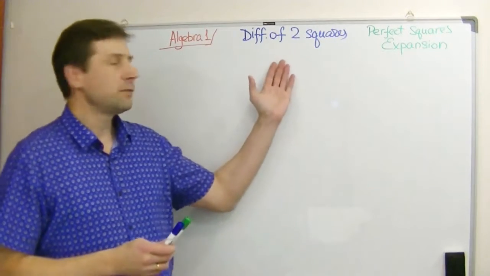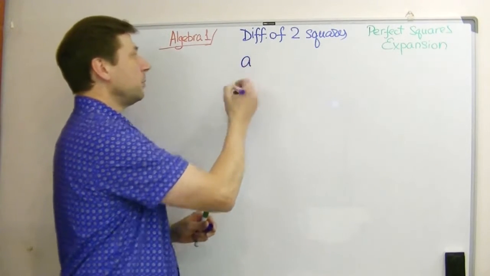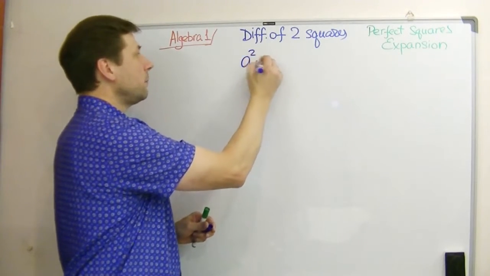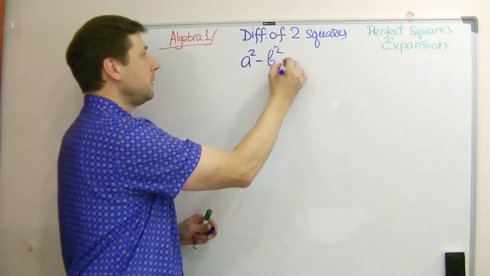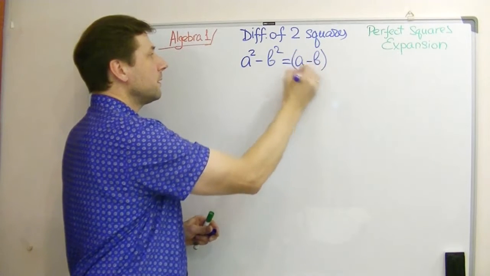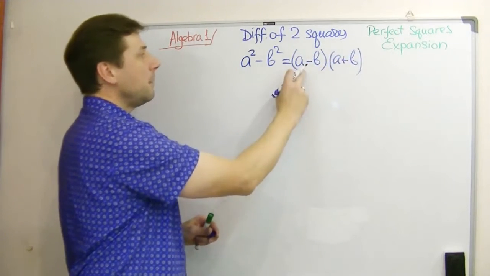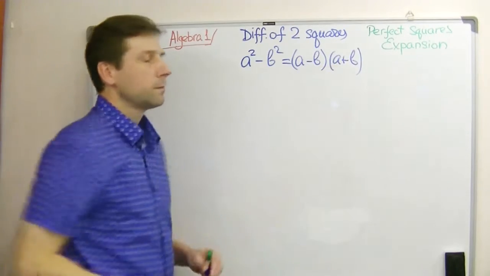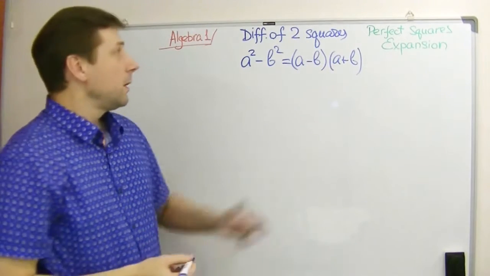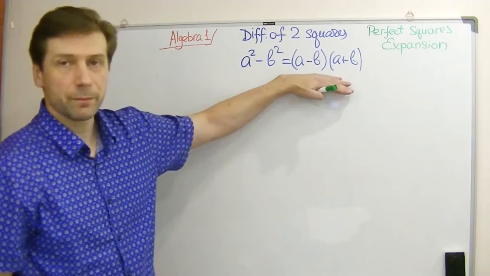Let's start from the difference of two squares. Basic formula: a squared minus b squared equals a minus b, a plus b. A minus b multiplied by a plus b. How do we come to this equation?